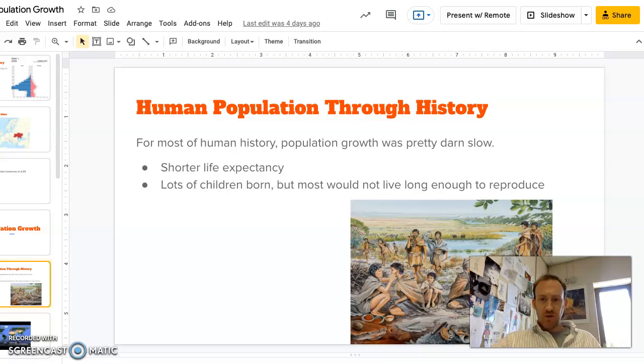Life expectancy was much lower. So like right now I'm 33. If I were back in the caveman days, I would be an old man. Most people didn't live that long. Lots of children were born, but most of those children would not live long enough to reproduce, to have children of their own. So birth rates and death rates were both really, really high. And that led to populations just remaining small and growing, but growing super slowly over time.